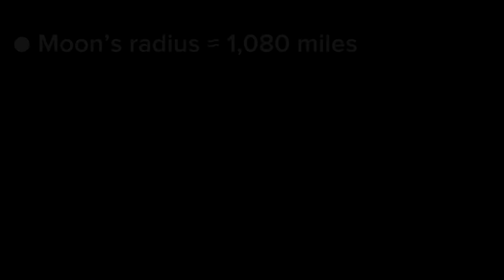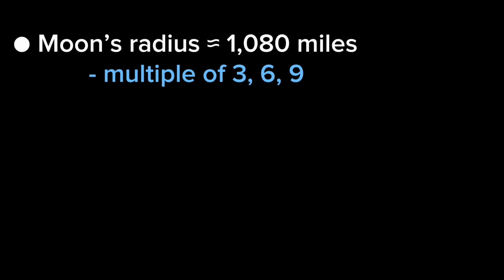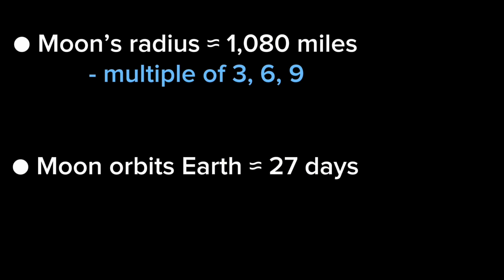Now looking at the Moon, we have its radius to the nearest whole number is 1,080 miles, which is a multiple of 3, 6, and 9. The Moon also orbits the Earth about every 27 days, another multiple of both 3 and 9.